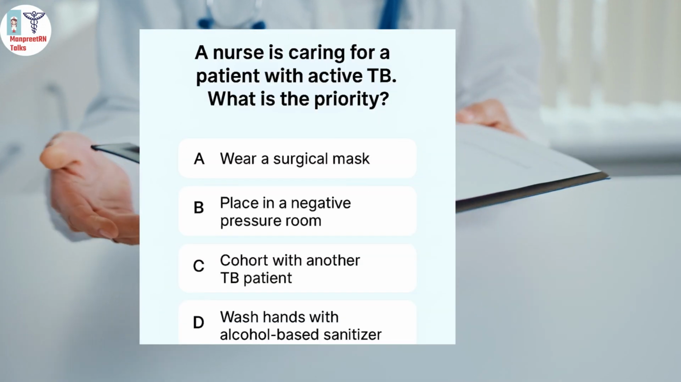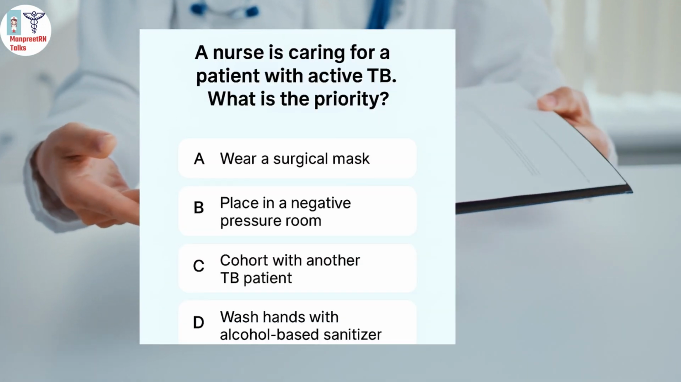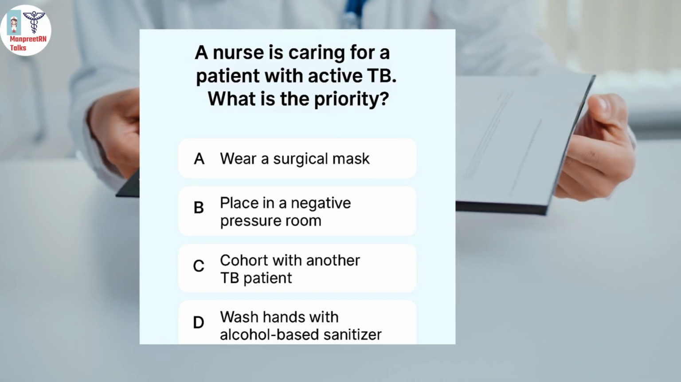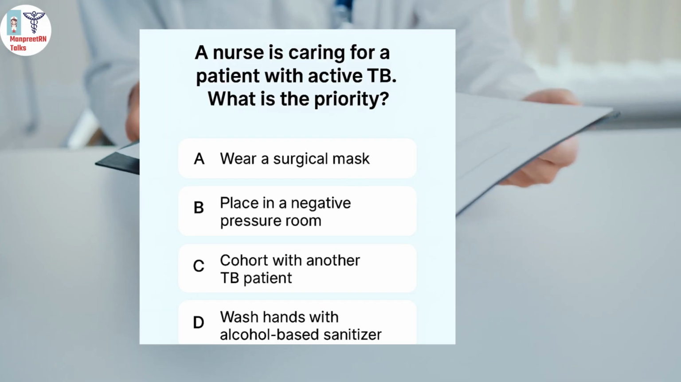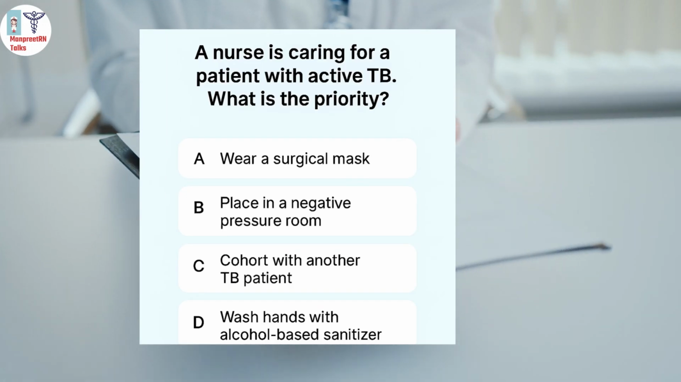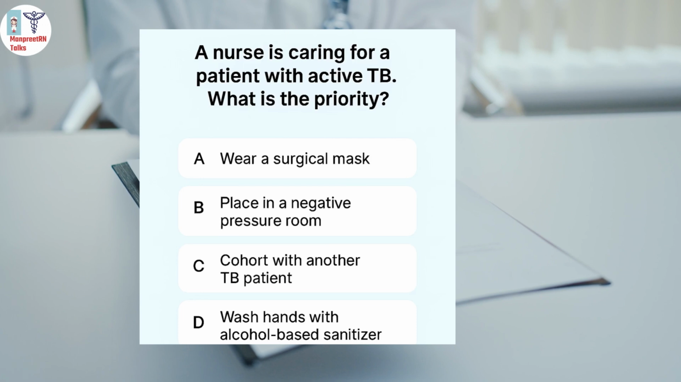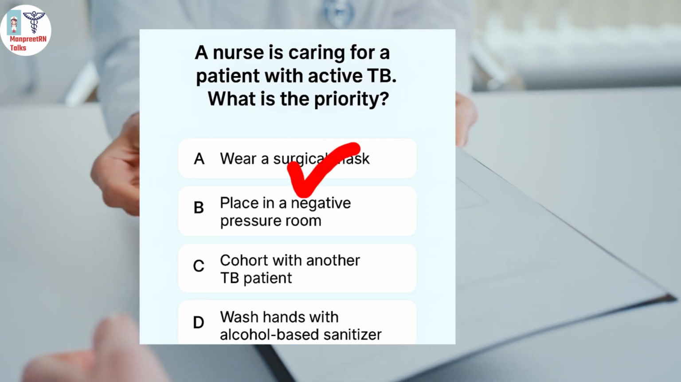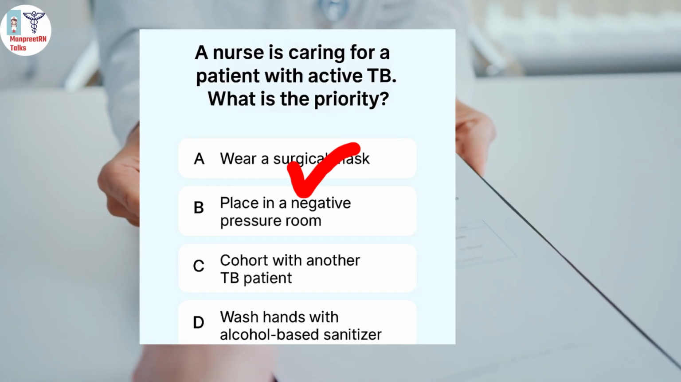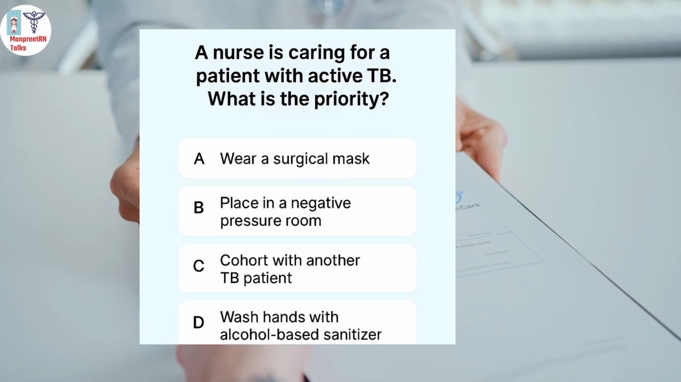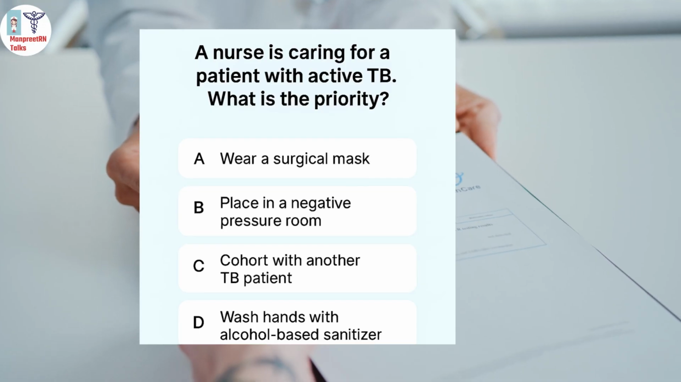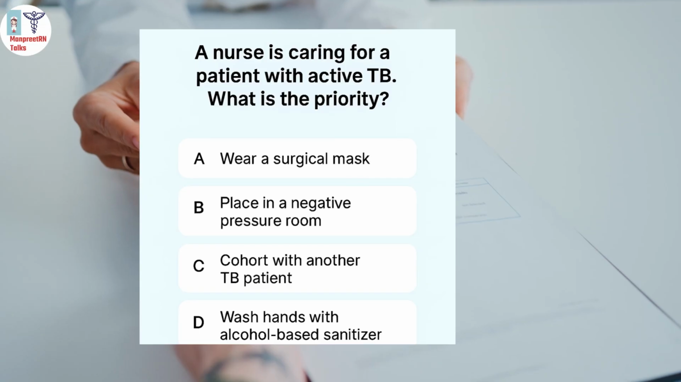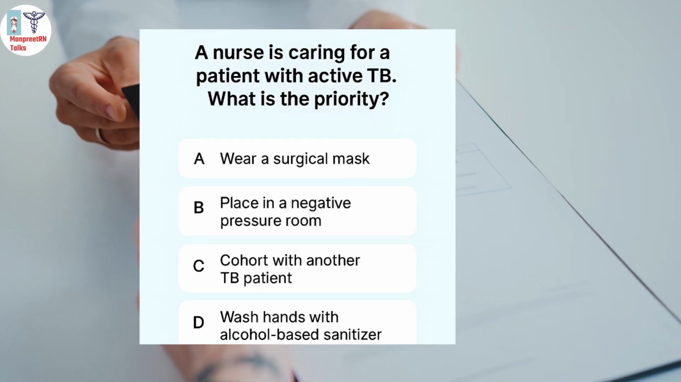So question number one, a nurse is caring for a patient with active TB. So what is the priority? Wear a surgical mask, place in a negative pressure room, cohort with another TB patient, wash hands with alcohol-based sanitizer. So the correct answer is B, place in a negative pressure room. The patient should be kept in the negative pressure room, and wear a surgical mask is incorrect because healthcare personnel should wear an N95 mask.